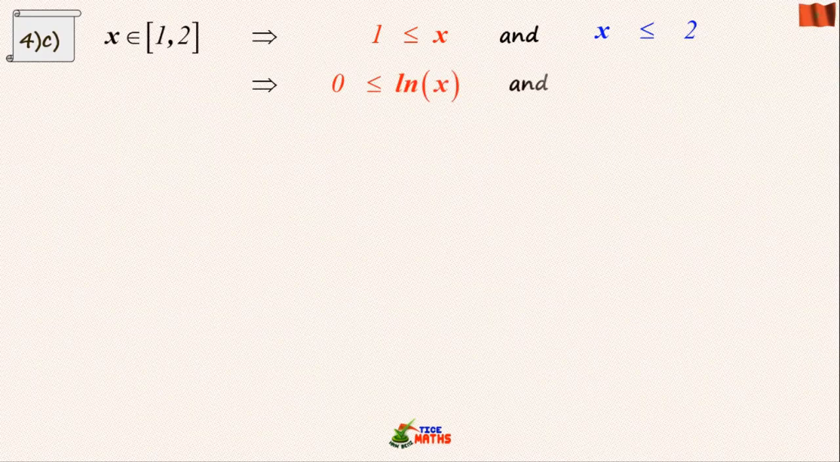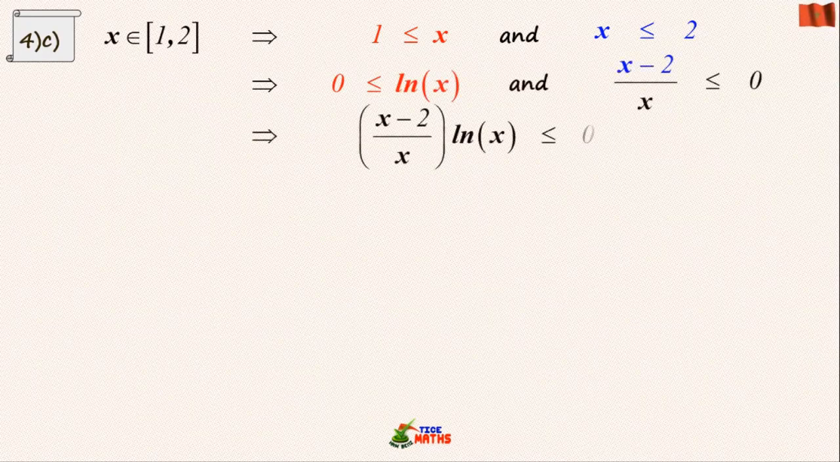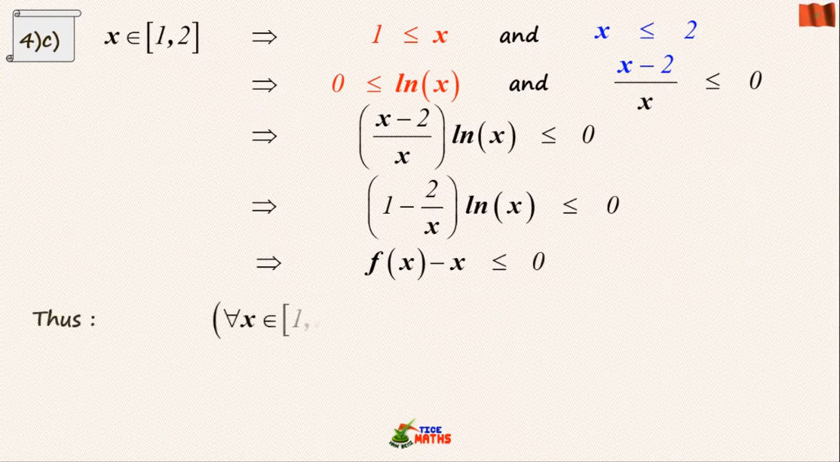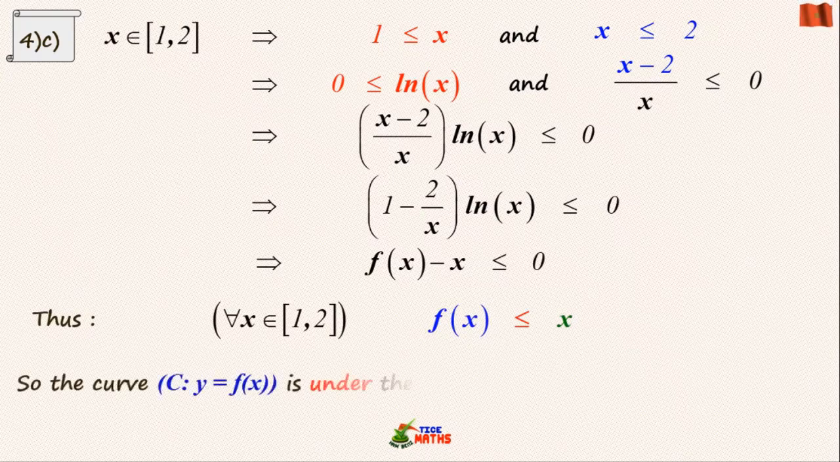Sub-question 4c. Successive implications beginning from x belonging to 1, 2 and ending at f of x minus x less than 0, and that is what we are looking for. The inequality f of x less than x for every x belonging to 1, 2 means graphically that the graph C is under the line D on the interval 1, 2.